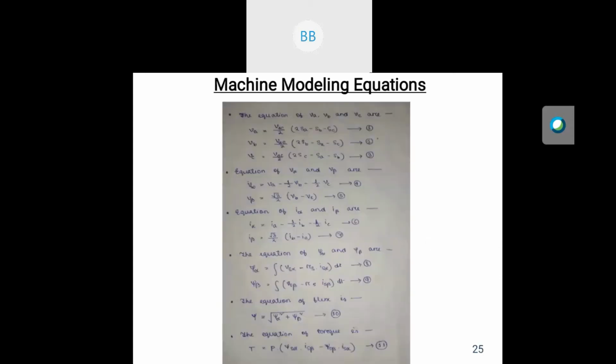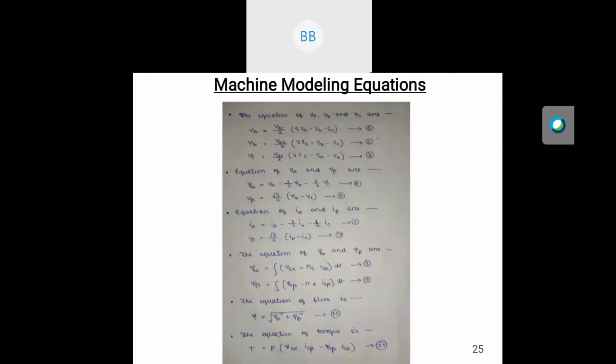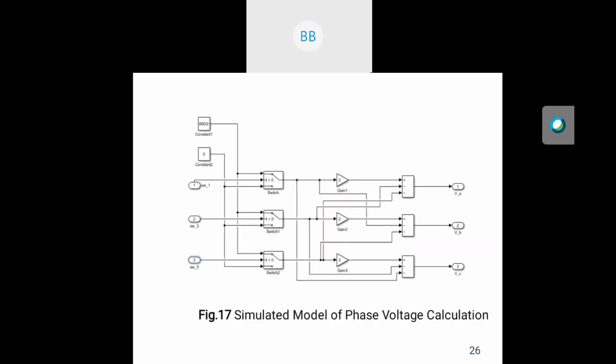So these are the machine modeling equations that we have used for the simulation of DTC scheme. This figure 17 shows a simulated model of phase voltage calculation. For this simulation, we have used three equations of VA, VB, and VC. The equations are VA equal to VDC by 2 into 2 SA minus SB minus SC, VB equal to VDC by 2 into 2 SB minus SA minus SC, and VC equal to VDC by 2 into 2 SC minus SA minus SB. By using these three equations, we have simulated this phase voltage calculation.